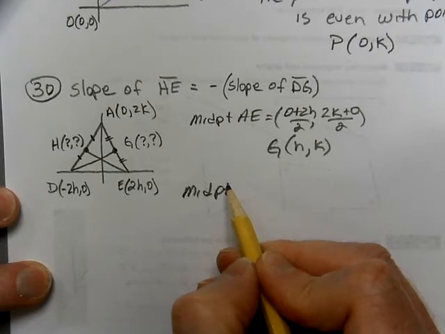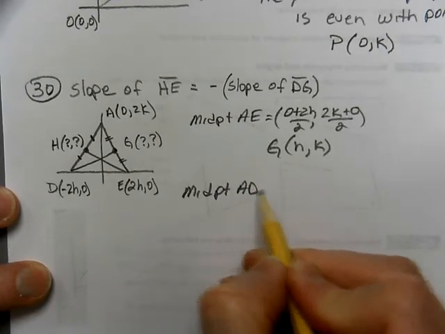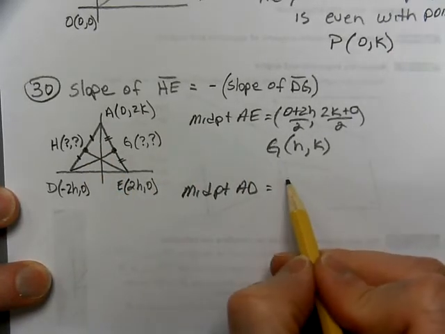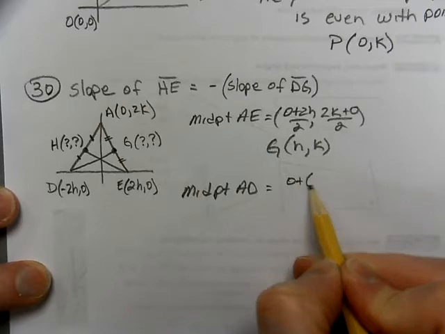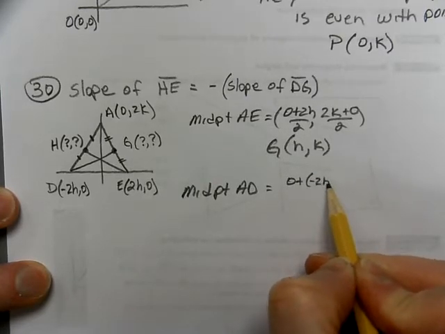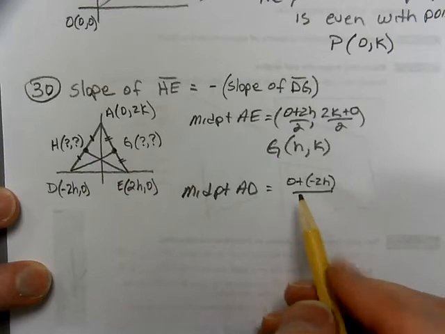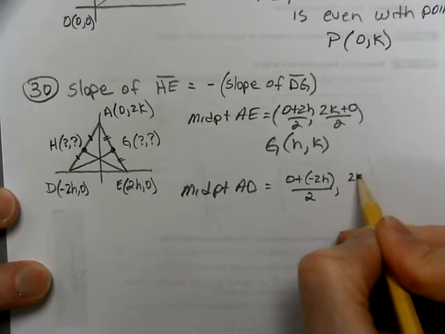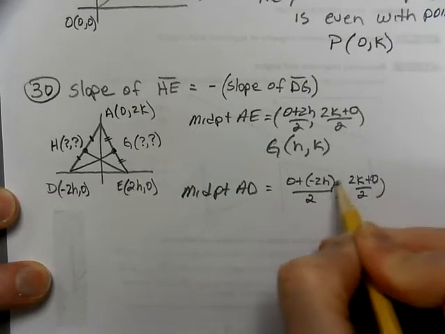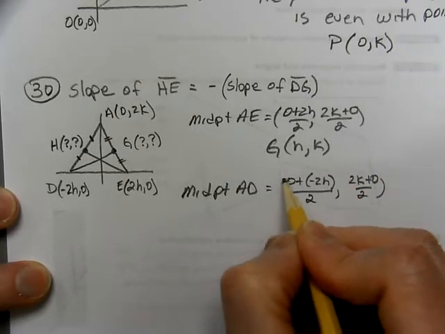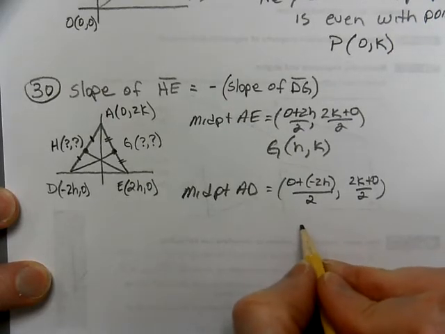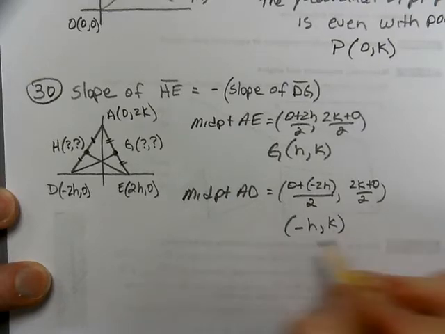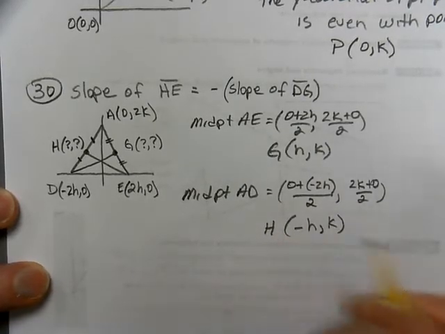The midpoint of AD, because those two segments are the same, is going to be adding the two x's together, divided by 2, and adding the two y's together, divided by 2. So that comes out to be a negative h, comma, k. And that is point h.